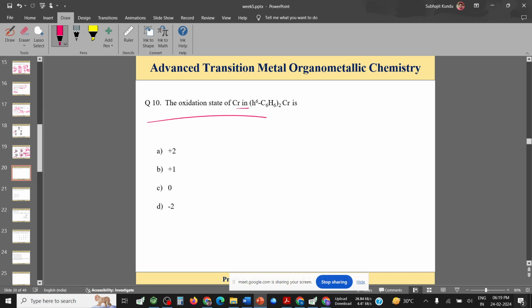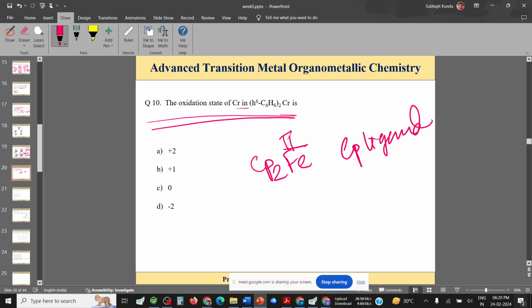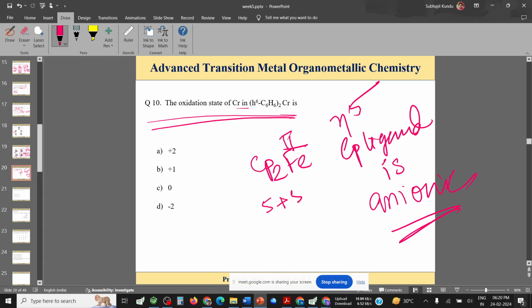This question I have already discussed multiple times previously, like Cp2Fe, that is ferrocene. Here the oxidation state of the metal is 2, because the eta 5 Cp ligand is anionic. If we go with the neutral method for the electron count, it will be 5 plus 5 plus 8, giving 18 valence electrons for Cp2Fe.